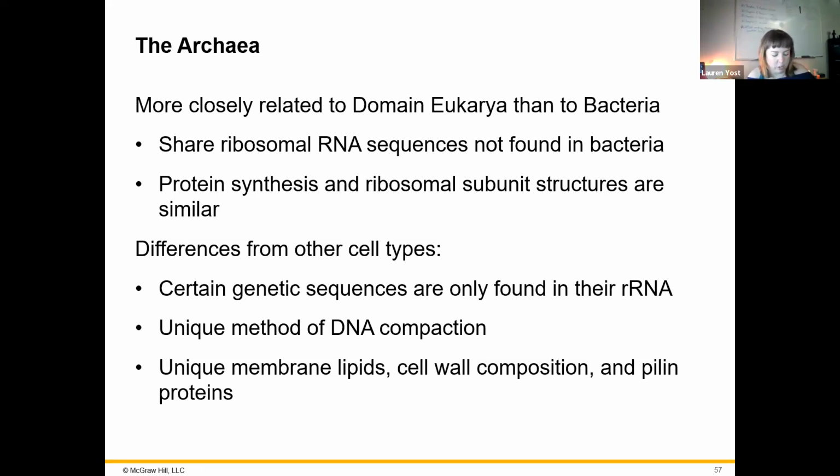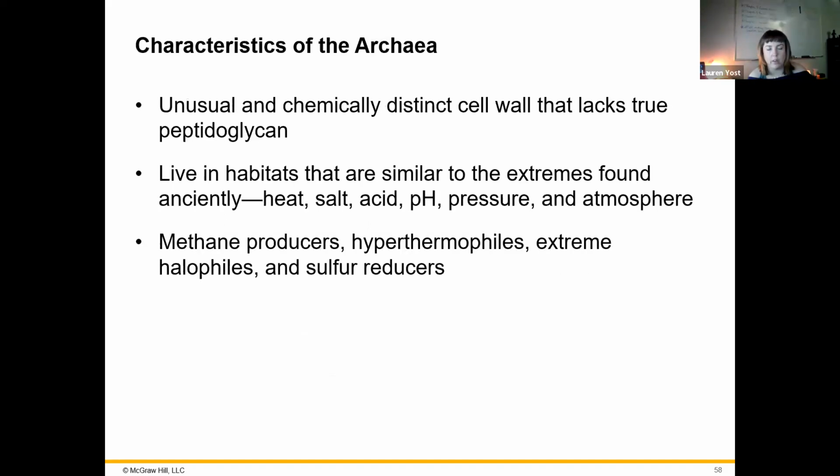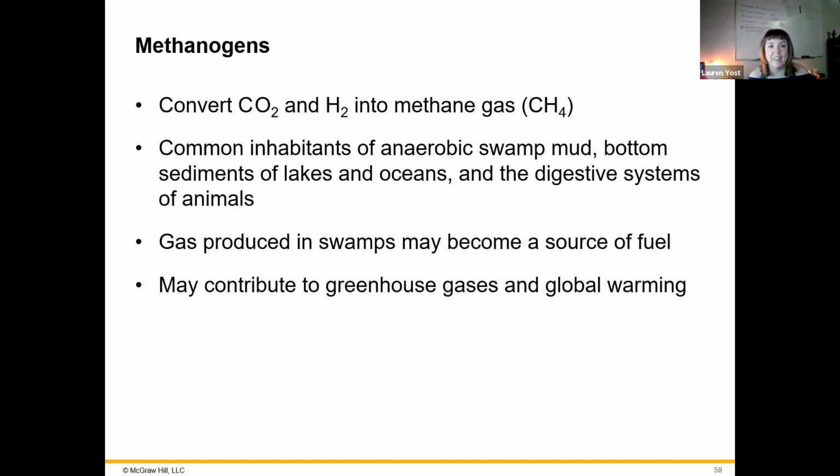Yeah, I don't know. They're also just completely different, of course, than anything else. They've got different cell wall makeup, but they've got different membranes going on and all that. They do not have true peptidoglycan in their cell walls, so it's an unusual cell wall. They live in habitats that are extreme, so high salt content, very high or very low temperatures, acidic pHs or very basic pHs, just at the extremes of all of these, right? And they also tend to be methane producers. They are the hyperthermophiles, the extreme halophiles, and the sulfur reducers. So these guys are our extreme environment living organisms.